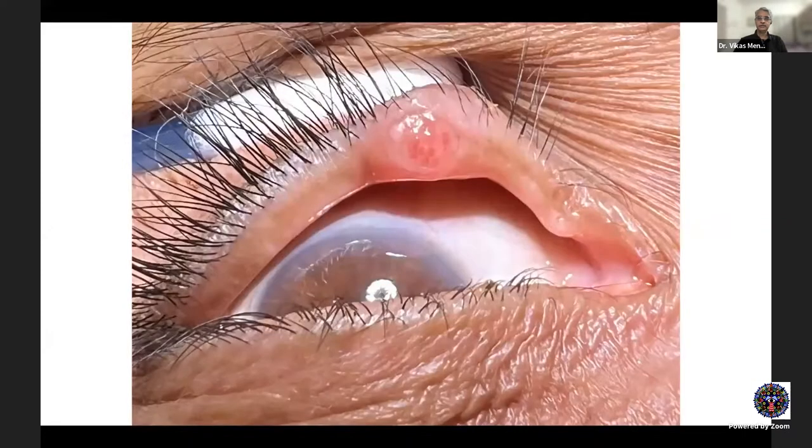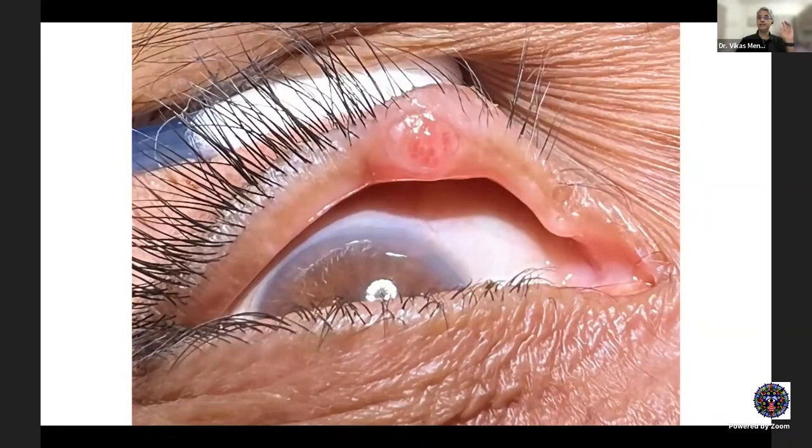And this is a picture of the lid margin at that area. So you see, this was a solid mass, and it looks like something which has a lot of vessels in the substance of the lesion, trying to pop out of the lid margin. It's growing inside the lid tarsal plate probably, and trying to pop out of the lid margin like this. So you can see the prominent vessels there.